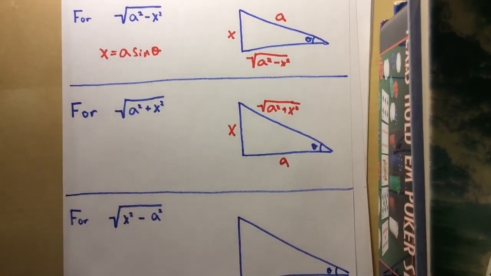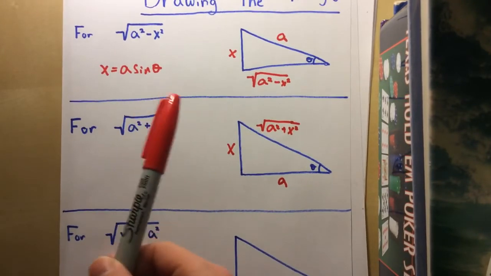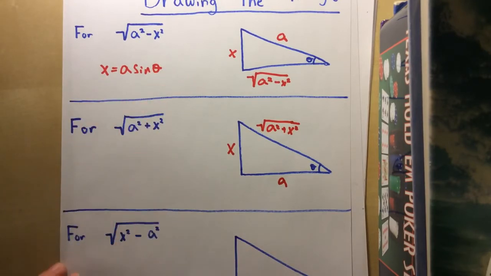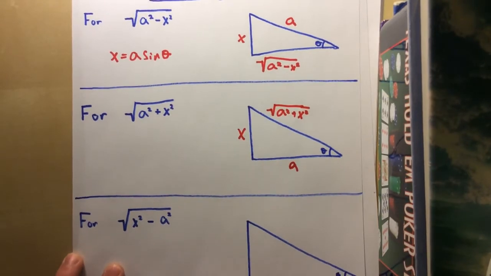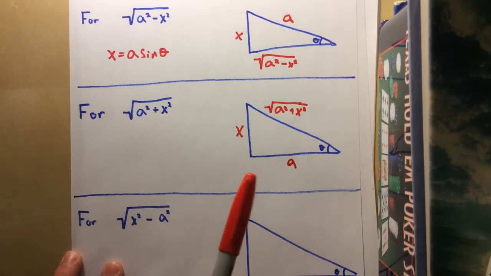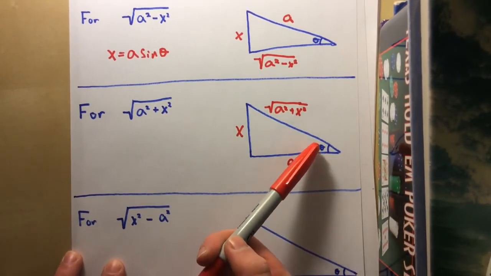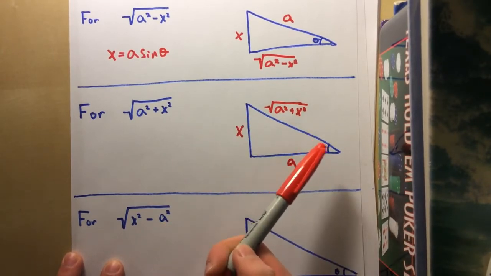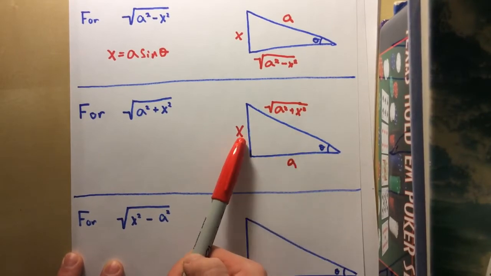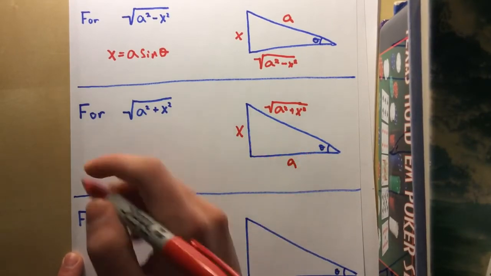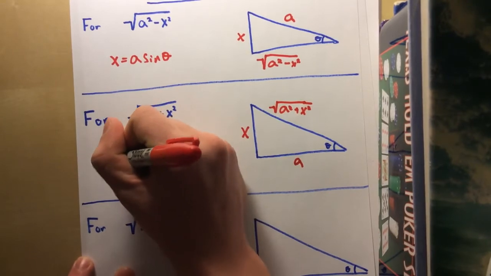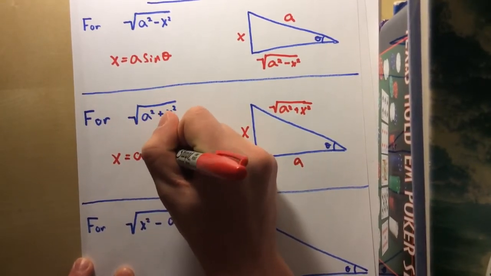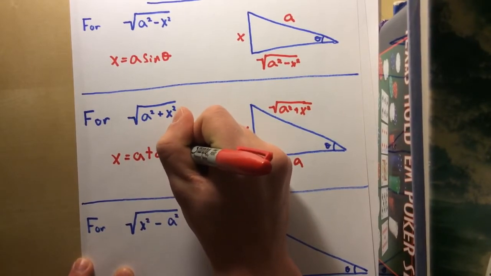Now, when we're solving for x in all of these, we don't want to solve in terms of the square root, because that just makes everything messy again. So if we don't want to use a square root, well, the tangent of theta is just going to be opposite over adjacent. So tangent of theta is x over a, which means x is equal to a times the tangent of theta.